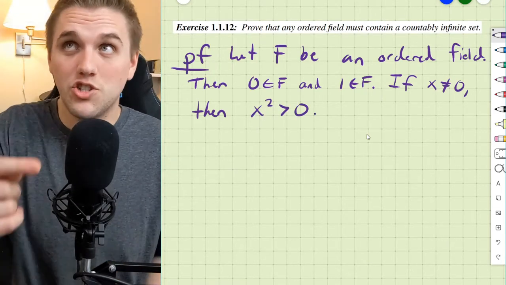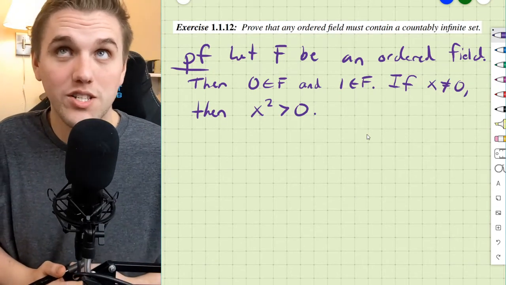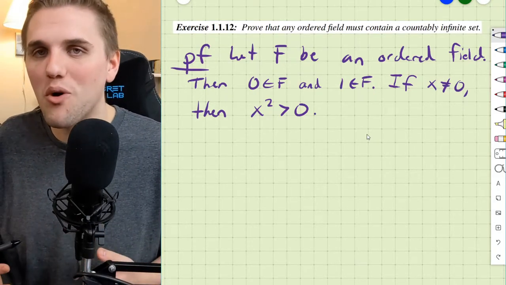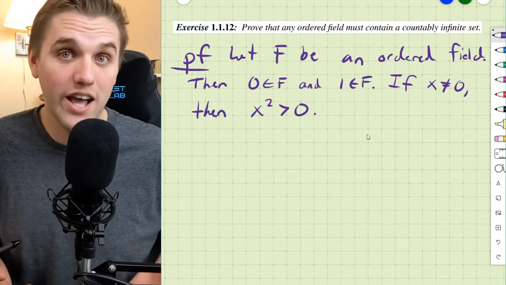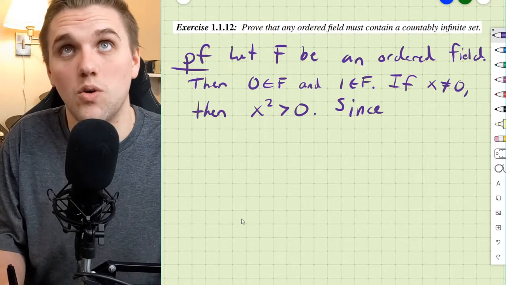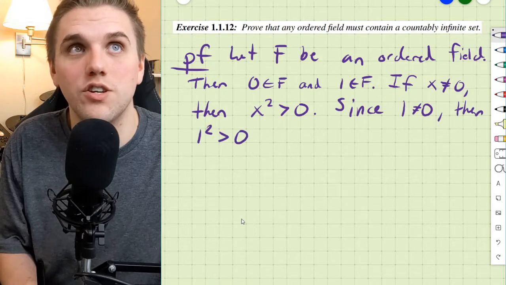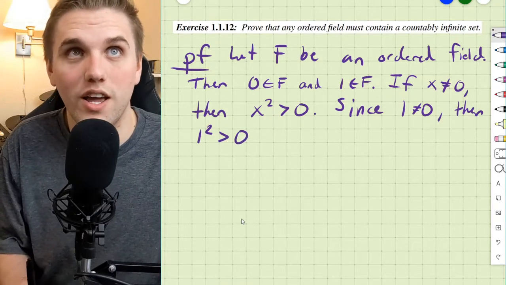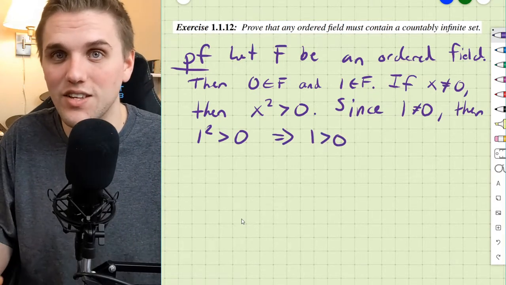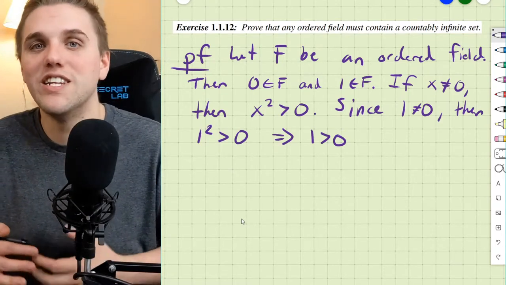Now I'm going to just assume this, but just to remind everyone why X squared is greater than 0, regardless of whether or not X is positive or negative. The proof of this is pretty straightforward. You just work through the cases, either X is positive or X is negative. So that means that since 1 isn't 0, then 1 squared is greater than 0. But keep in mind, 1 squared is 1, because 1 times anything is whatever that thing is. Just remember that multiplying an element by 1 doesn't output a different element.